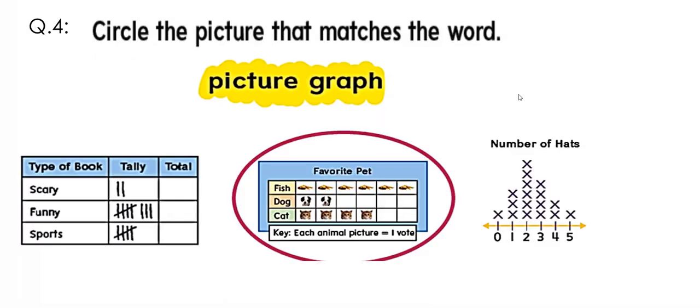Circle the picture that matches the word. A picture graph. Which of these three is a picture graph? Yes, it's this one. This is a tally chart. And this is a picture graph. So this is the correct answer.